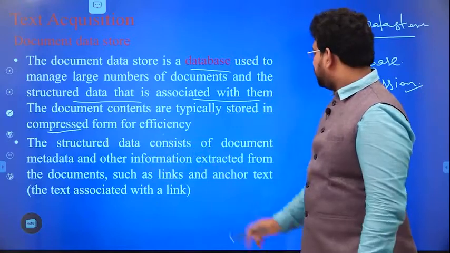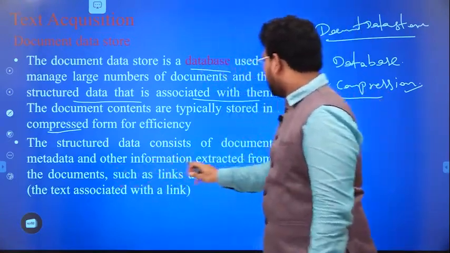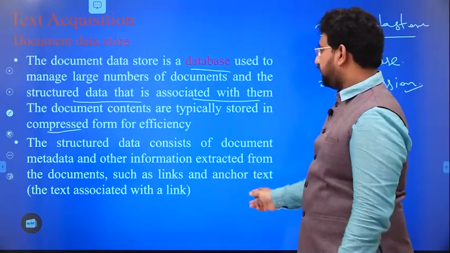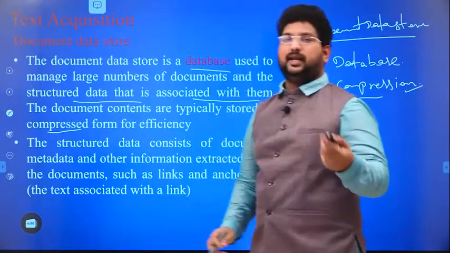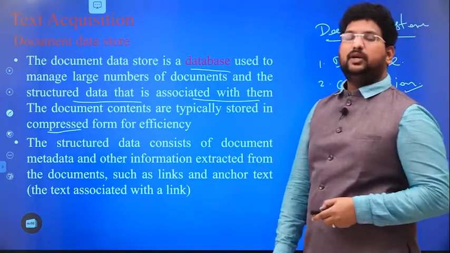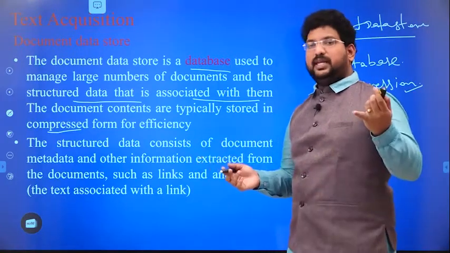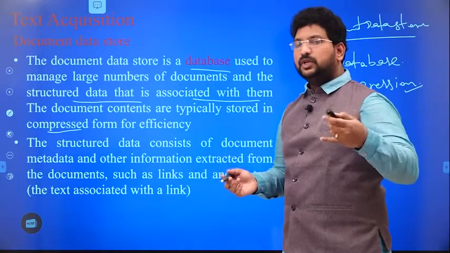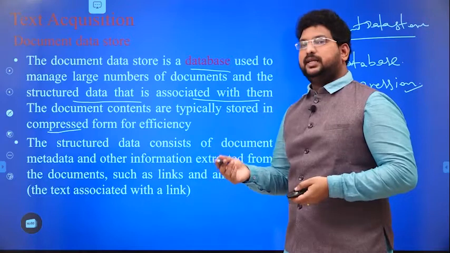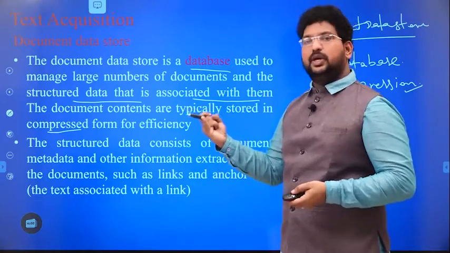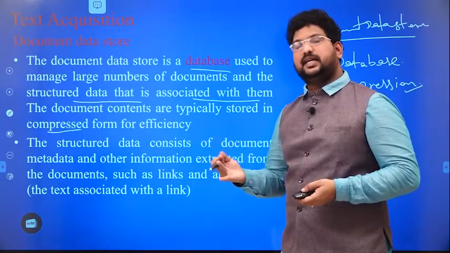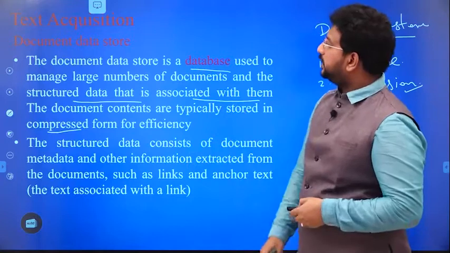The structured data consists of the document metadata and other information extracted from the documents, such as links and the anchor text associated with each link. So this is about the document data store. These are the four main components of text acquisition in the indexing process: the first is the crawler, the second is the feeds, the third is the conversion, and the fourth is the document data store.